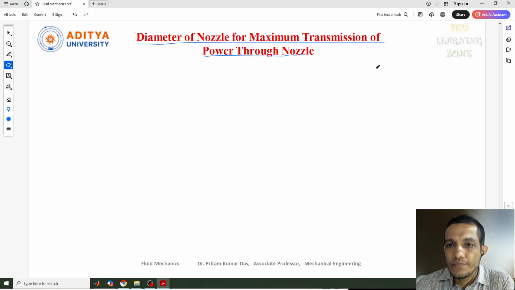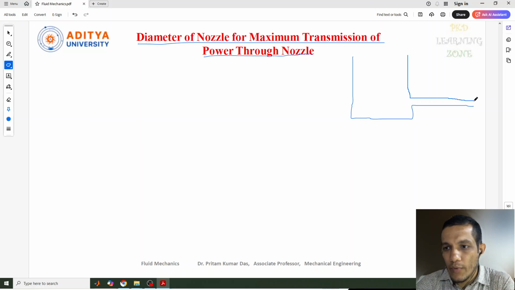Before going to derive this equation, let me give brief information regarding the diagram. This is the tank, or a big reservoir, and from this tank the liquid is supposed to flow through a pipe, and at the end of the pipe we have a nozzle connected. This tank is filled with liquid. It may be any kind of liquid here.